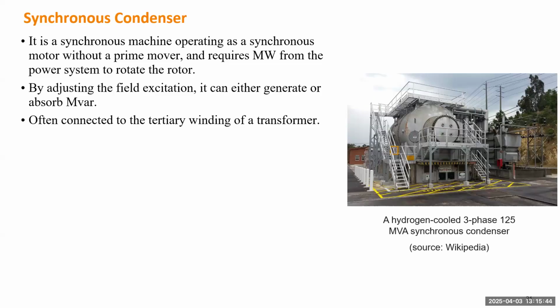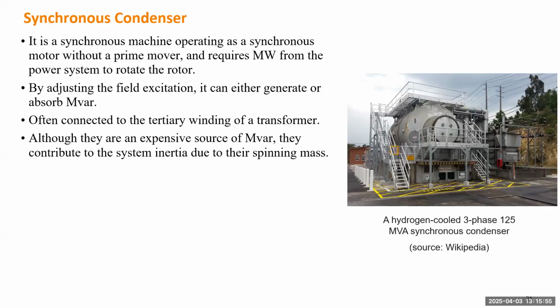It can be connected to a tertiary winding of a transformer, which means they may not be required all the time, but if needed, they will, through that tertiary winding, inject or consume VARs. Having a dedicated synchronous condenser can be very expensive because the manufacturing or the deployment can be similar to a synchronous machine. But they can have a lot of benefits.